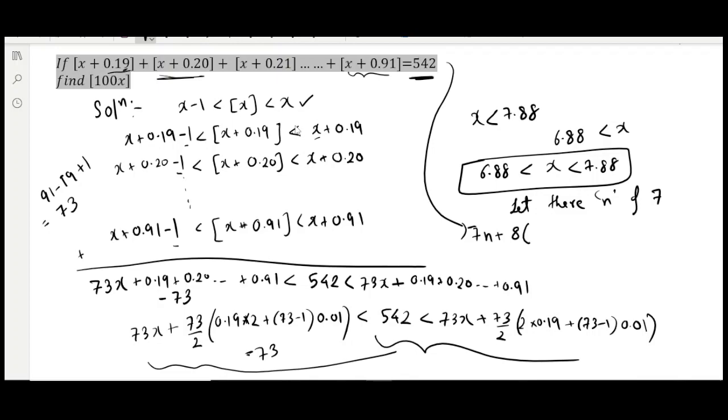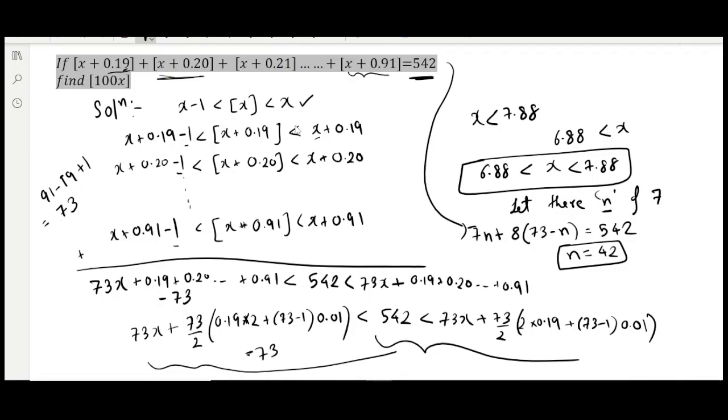As we put 7.88 plus 0.91, it is 8 point something, so there will be 8, right? But there will be no 9. So we can say that if there are n number of 7s, then there will be 73 minus n number of 8s here. If we add them, you should get 542, correct? By solving this, we will get n equal to 42, right?